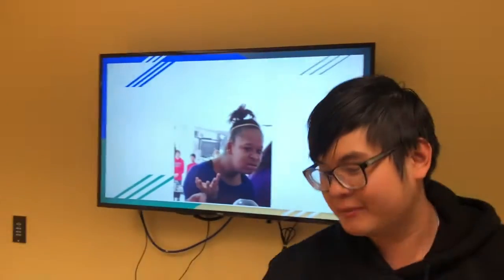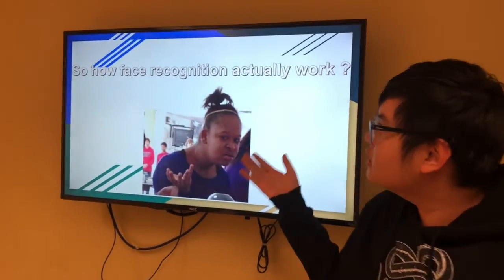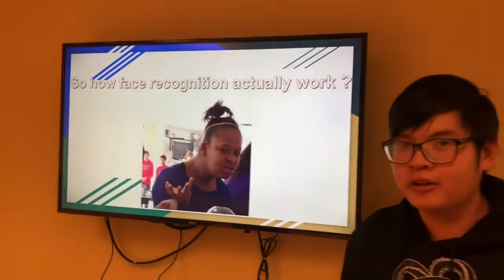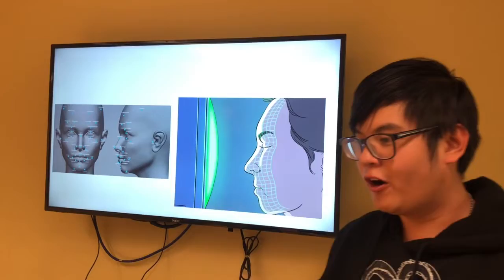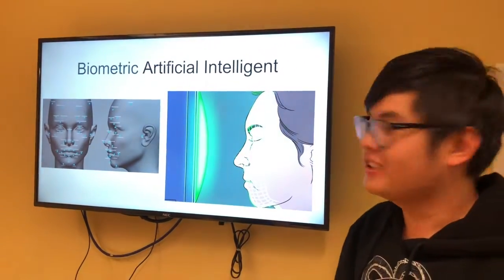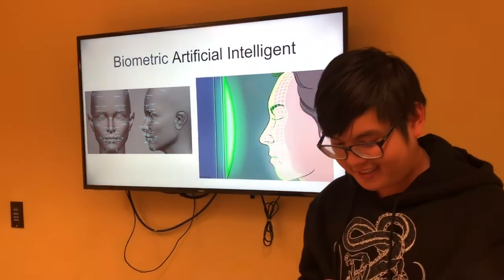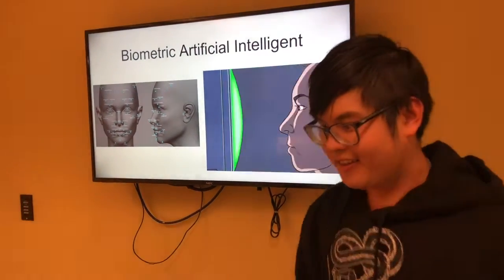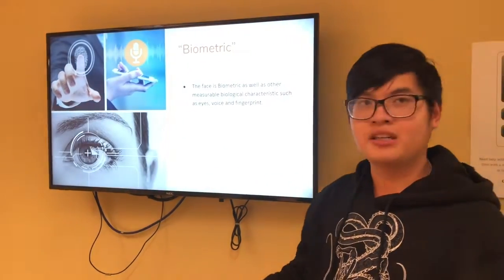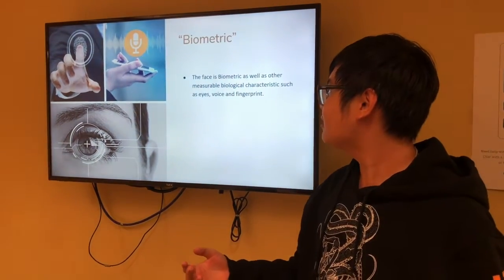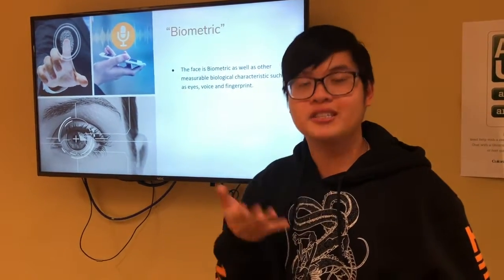So hey, I'm Thin. If you have any questions, I may just ask: how does face recognition actually work? The answer is biometric artificial intelligence. So what exactly is biometric, you may ask? Your face is a biometric, as well as other measurable biological characteristics such as eyes, fingerprints, and voice.